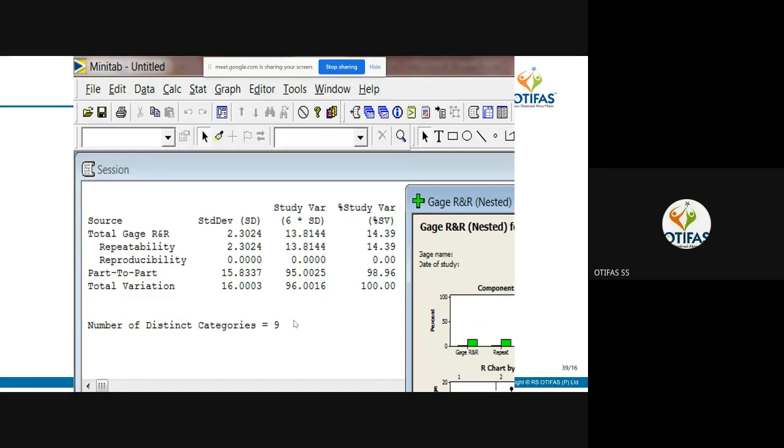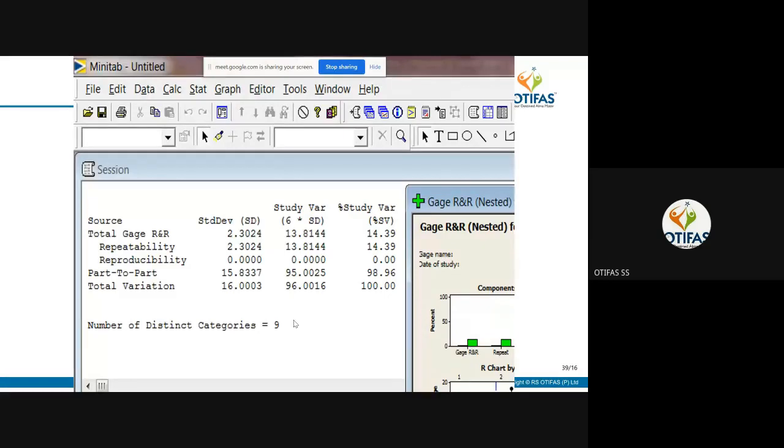MSA is conducted and planned in a proper way: we take 10 parts, 3 operators and 1 gauge, isn't it? Now suppose you have taken parts which are very close to each other. In that case, what will happen? Minitab cannot distinguish whether it is part-to-part variation or gauge R&R variation. Minitab will be confused. Even if you do it manually, you'll be confused whether this variation is because of part-to-part or other things. So there should be a very clear difference in the measurements.